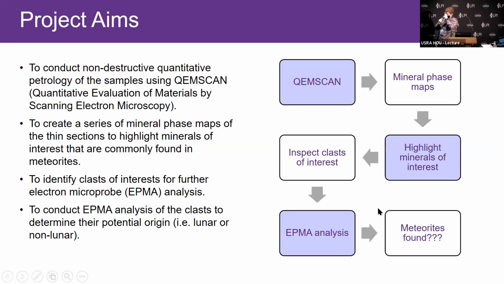So the project aims can really be summarized with this flow diagram. So we get the samples and we put them in the scanning electron microscope, which the ChemScan runs alongside with. We get these mineral phase maps, and then we use the ChemScan software to highlight minerals of interest, and these are minerals that we would commonly find in meteorites. And then we would use that to go and select some clasts that look potentially interesting, inspect these clasts manually a little bit further, and then move on to some EPMA analysis. And then, the idea being that we'd find meteorites.